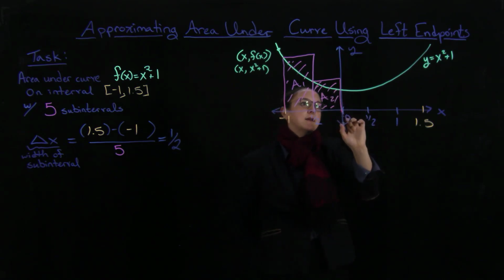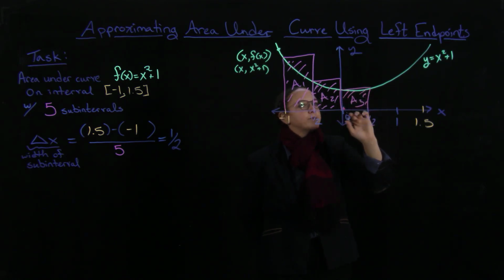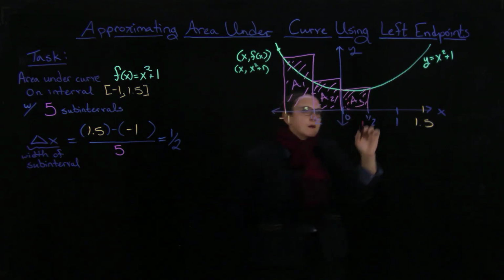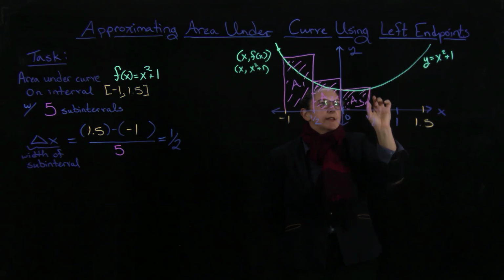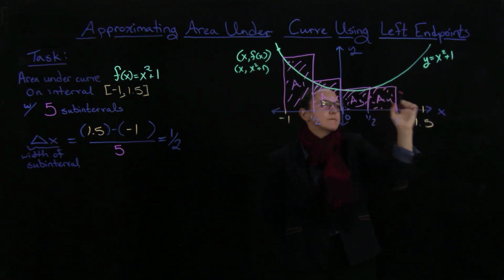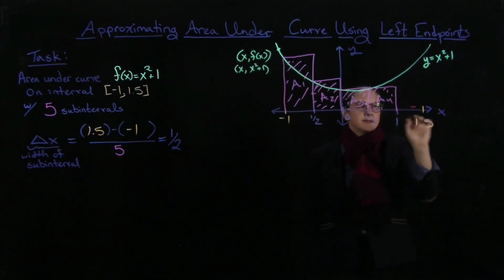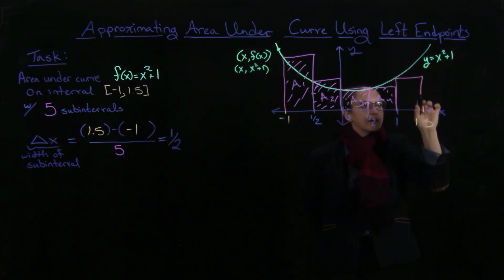I do this again. On the left-hand side of this subinterval, I go up until I hit the graph, over and down. I call this A3. I look at this subinterval. I go up on the left until I hit the graph. I go over and down. I call this A4. On this subinterval here, I start on the left-hand side. I go up until I hit the graph, over, down, and this is A5.